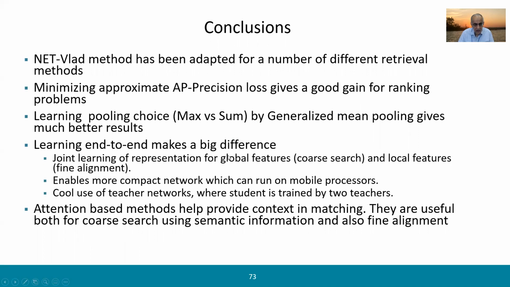And also by learning end-to-end, you can come up with joint representations for both global features and local features, which will enable much more compact networks which can run on mobile processors. And also you can use teacher networks to train them, where you train the global features with one network and the local features with another network. And finally, attention methods help provide context in matching, and these are useful both for global search and also for fine alignment.